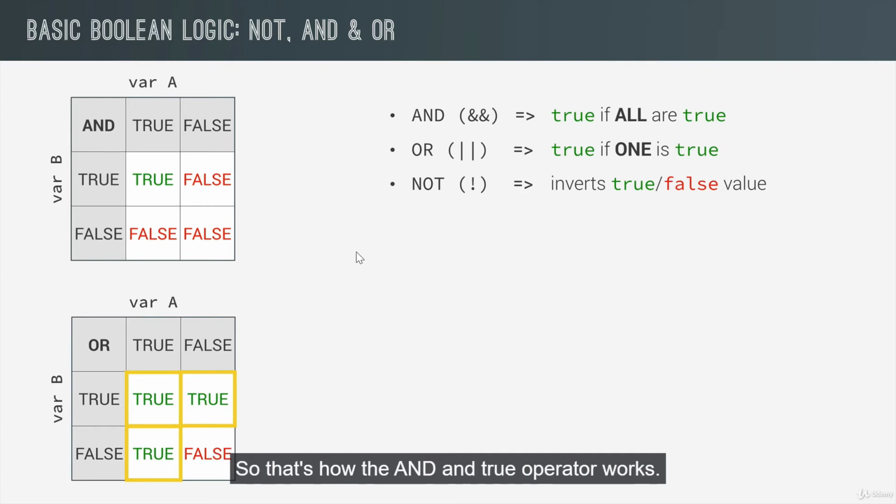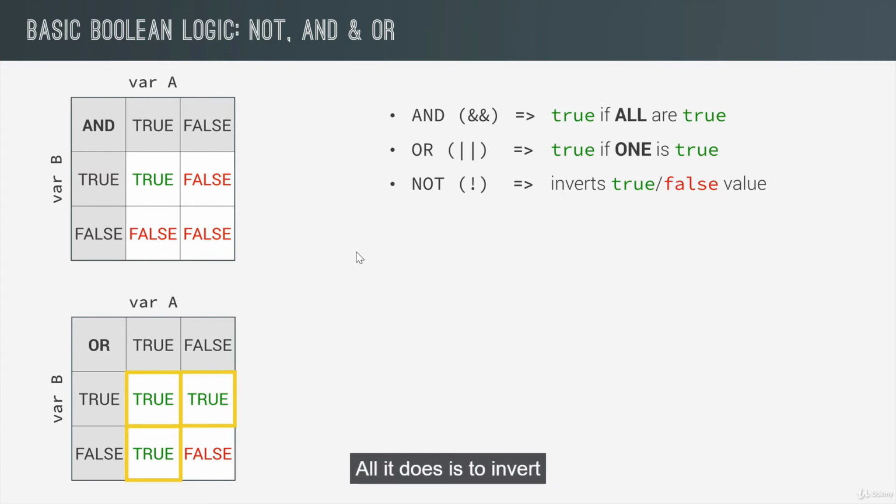So that's how the AND and OR operators work. Finally, there's also the NOT operator, and this one is really simple. All it does is invert the true or false value of a variable. If variable a is true, then not a is false, and if a is false, then not a is true. So easy, right? Let's now look at a couple of examples.